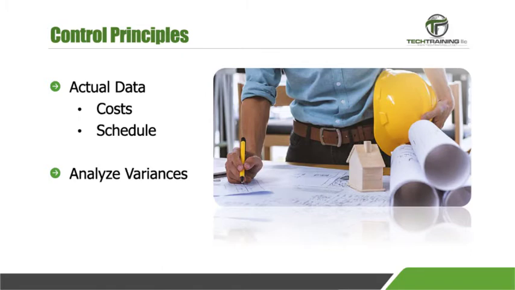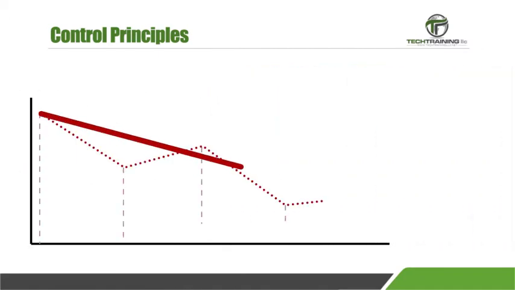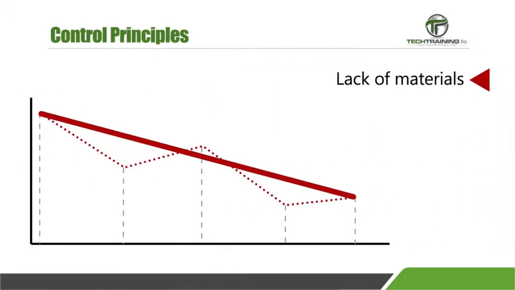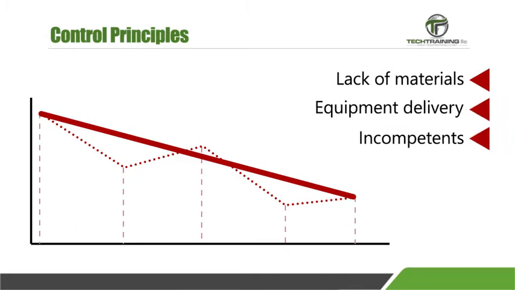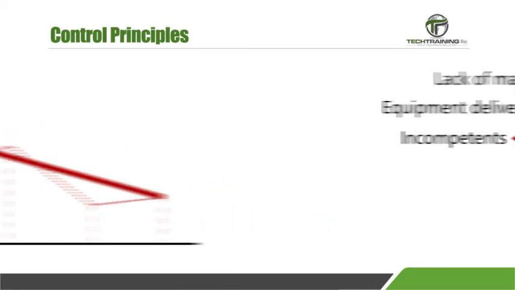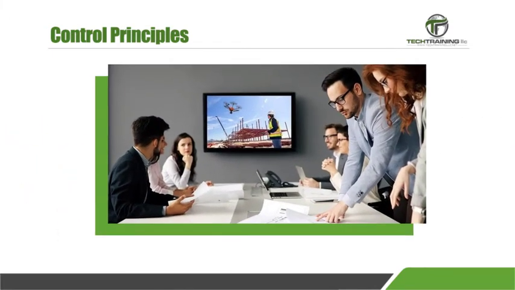If we find our variances are due to external factors, our best course of action may very well be to stay the course. But if we discover a slowdown due to lack of materials, equipment delivery, or even worse, incompetence, we need to take steps to correct it. This leads us to the final step, project management. This is where the final decision point is made in the control process plan.